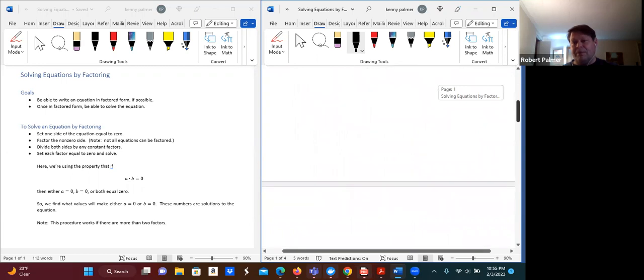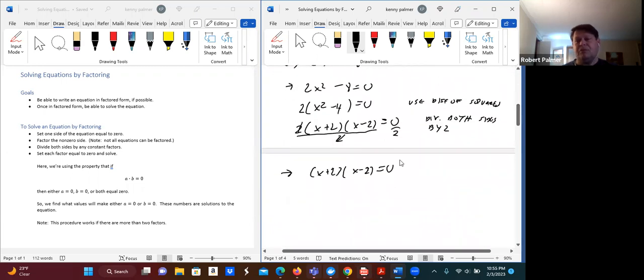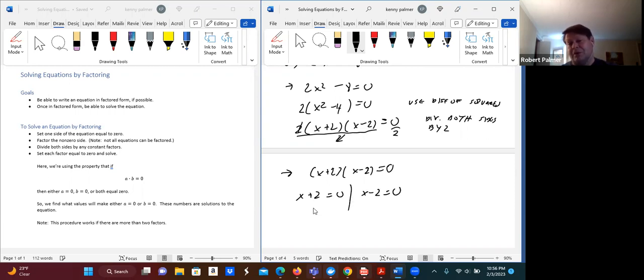Okay, so in the same way, since this is equal to 0 and these things are multiplied together, if either factor is 0, it makes the whole thing 0. So I want to find out which will make each one 0. So set each one equal to 0. If x plus 2 is 0 and x minus 2 is 0, then solve each one of those: x is equal to negative 2 and x is equal to positive 2. And those are our solutions.